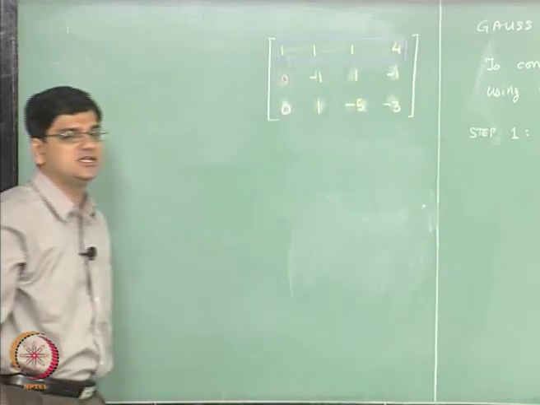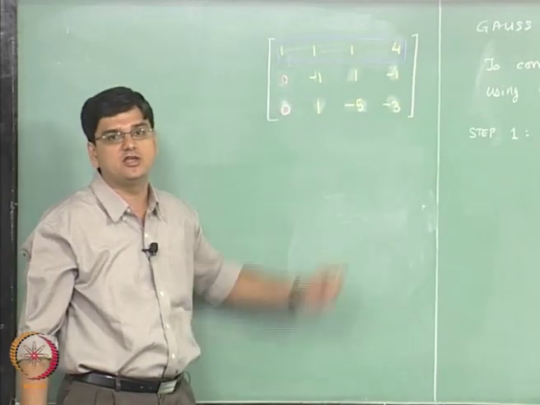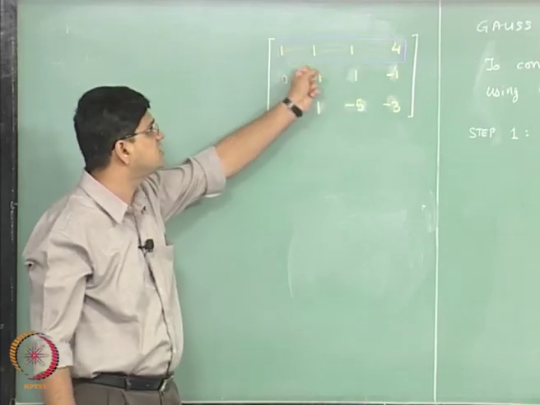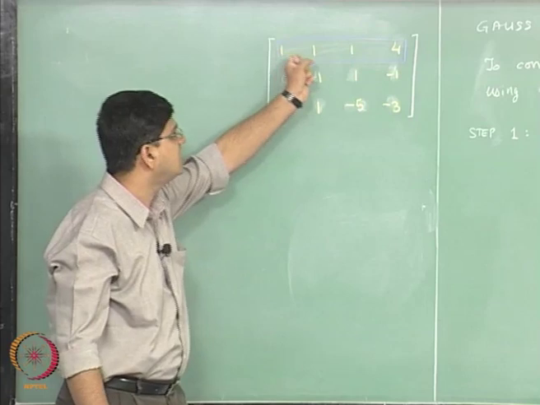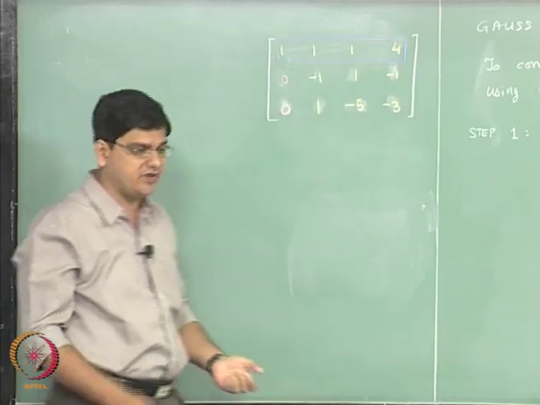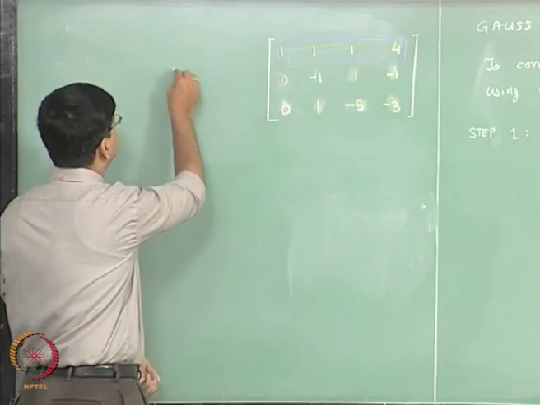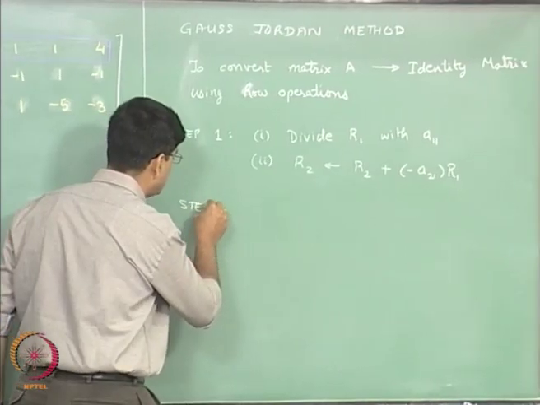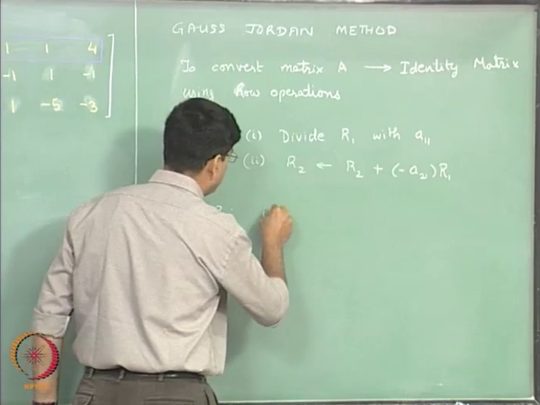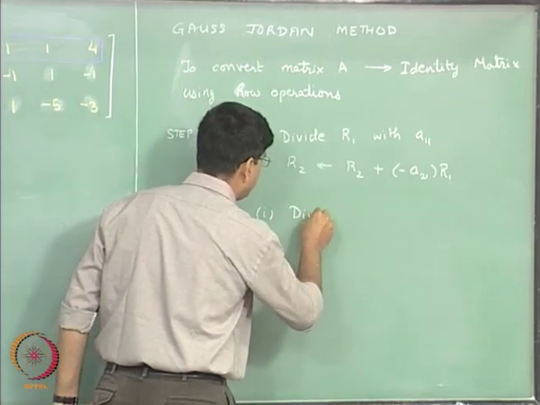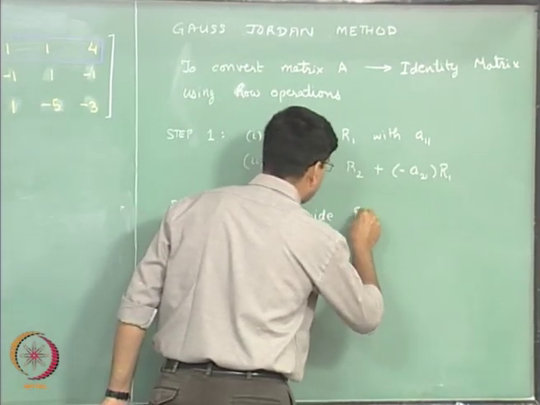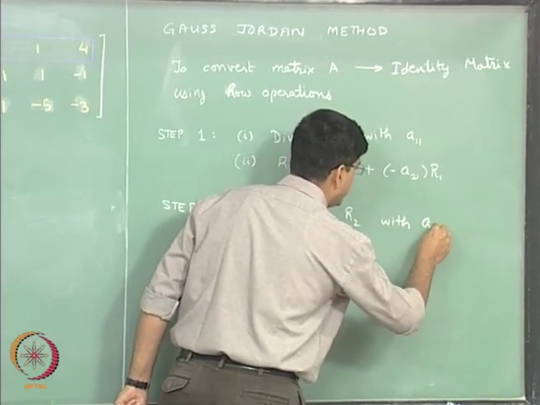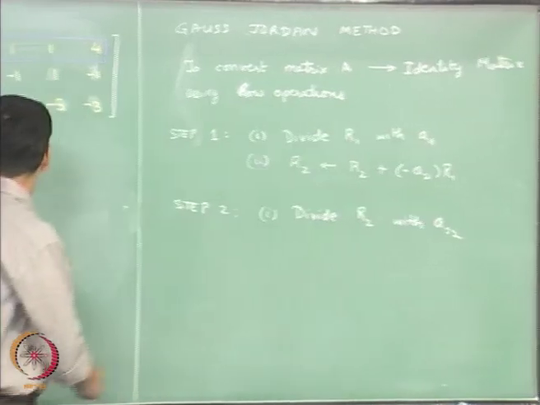Rest everything is the same as what we did in the Gauss elimination step. What is different in the first operation of step 1 is that we have divided row 1 by A11. So this is the result after step 1. Step 2 is going to be: divide R2 by A22.